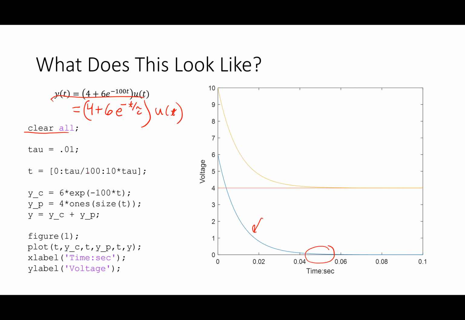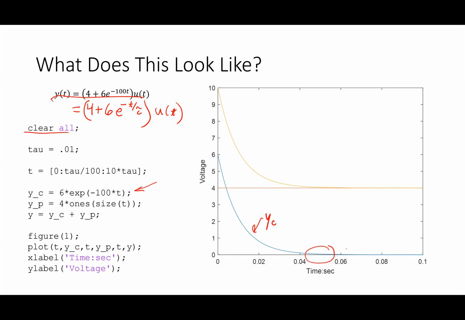So notice what I did here. So I made my time vector, okay? Then I made my transient response right there, y sub c, okay? And I said this guy is y sub c. That's my transient response because it goes to 0 when I plotted everything, okay?